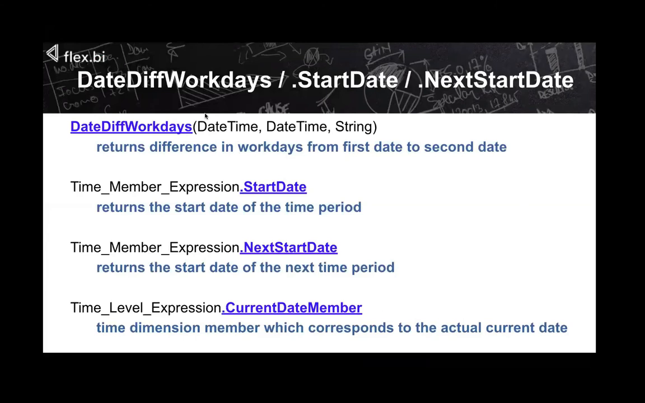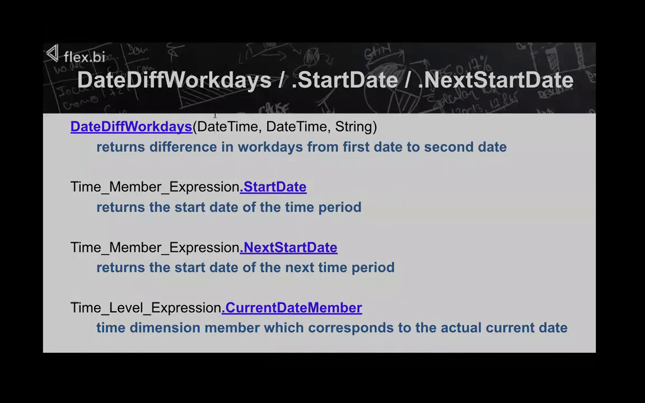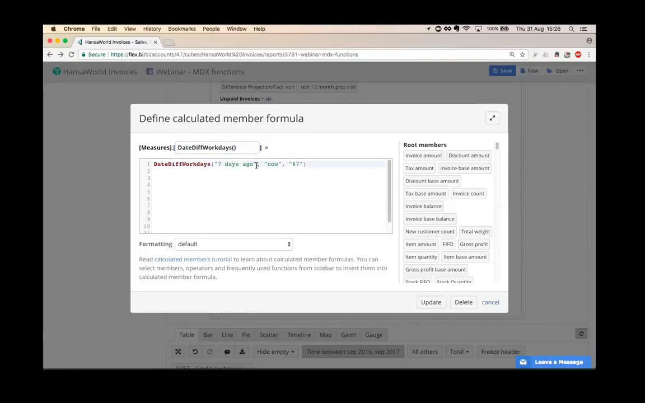So here I made an example where it took 7 days ago, which flex.bi can translate into a time and I can understand. I took now, this is also time, that will return the time right now. And I also excluded this.